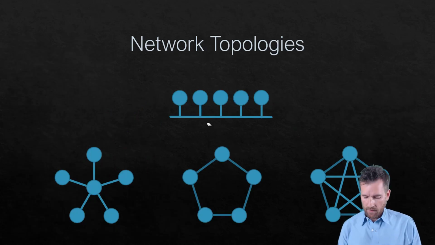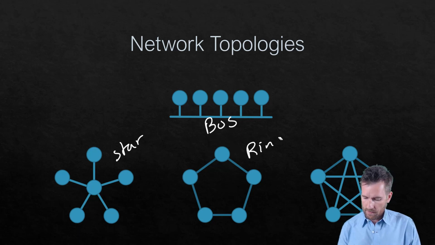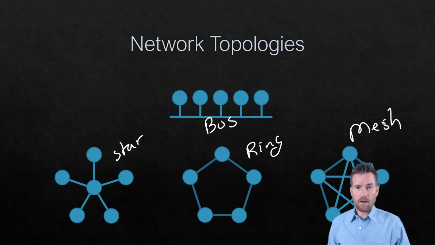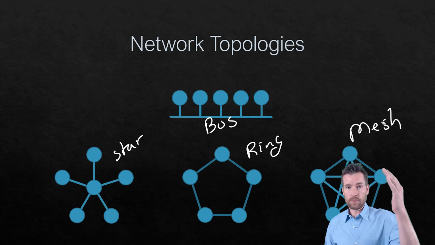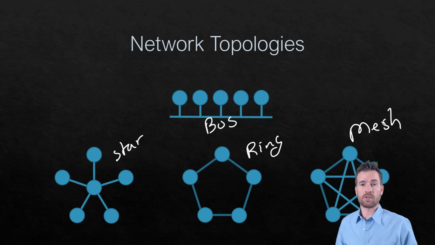So there you have it. You have different topologies, which is bus, star, ring, and mesh. And then of course you could have a hybrid mesh, but these represent multiple different layers. They also represent both physical and logical networks.